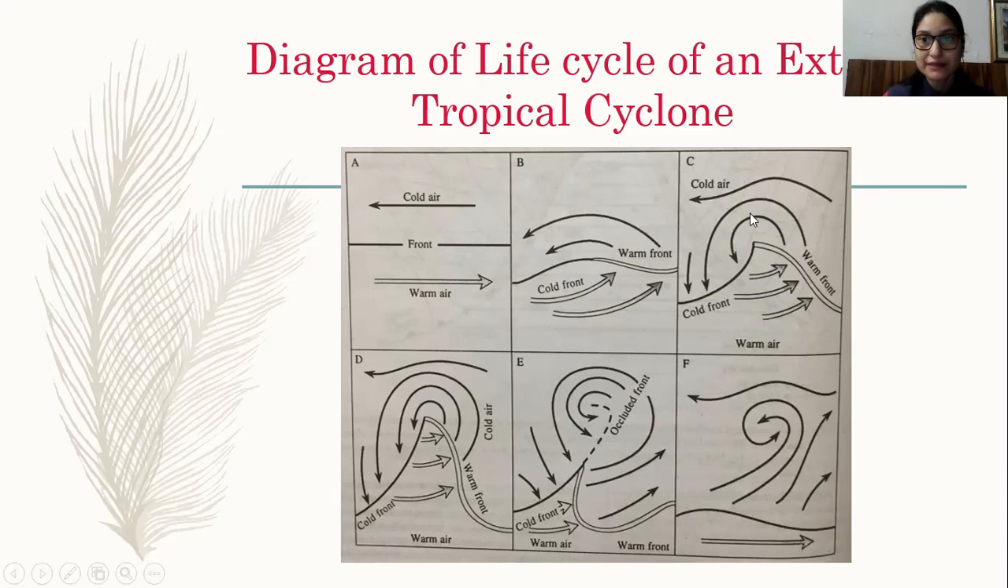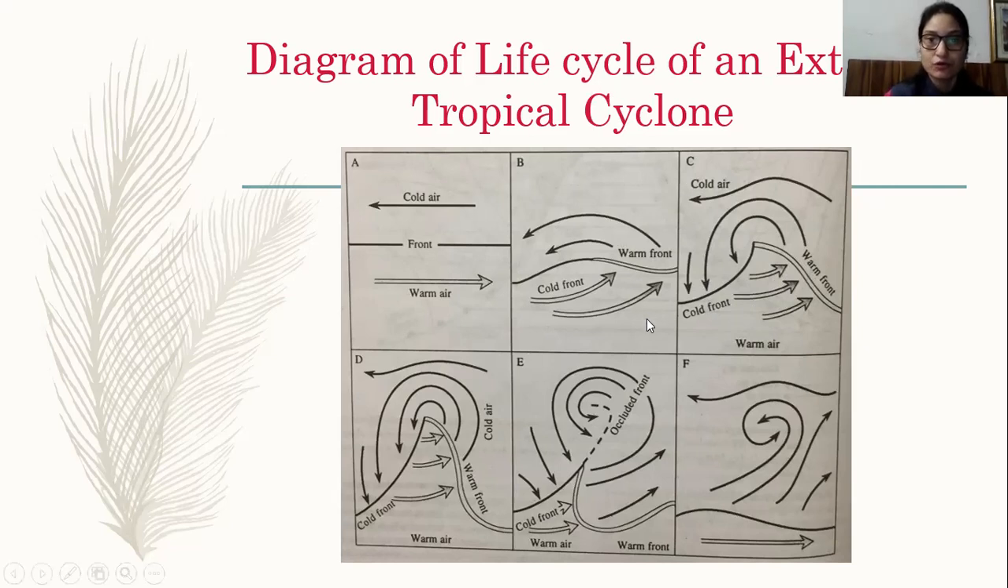The isobars are trying to become more circular and close to each other. These are the isobars. They are trying to come in close proximity. So this is the cold air and it is trying to push the warm air. It is trying to occupy the position of the warm air, and the warm air is being pushed upward, and this upward movement of the warm air will lead to condensation. It will lead to creation of clouds and precipitation.